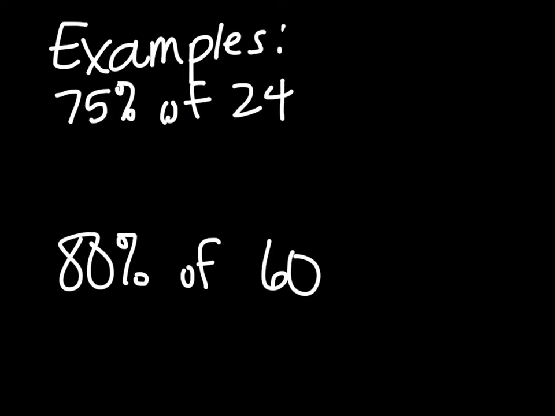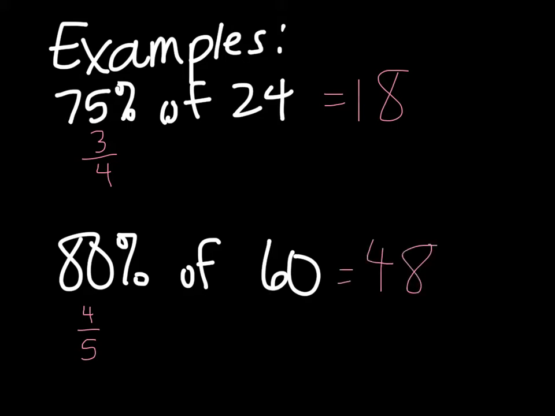So 75% of 24. 75% is 3/4. Remember, if we know 1/4, we can easily find 3/4. So 1/4 of 24 is 6, so 3/4 is 18. 80% of 60. So 80% is 8/10 or 4/5. So 1/5 of 60 is 12, and 12 times 4 is 48.